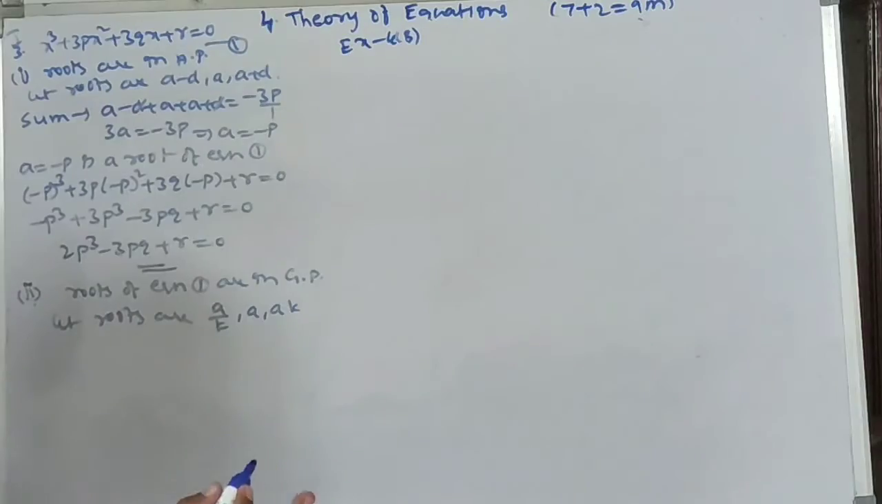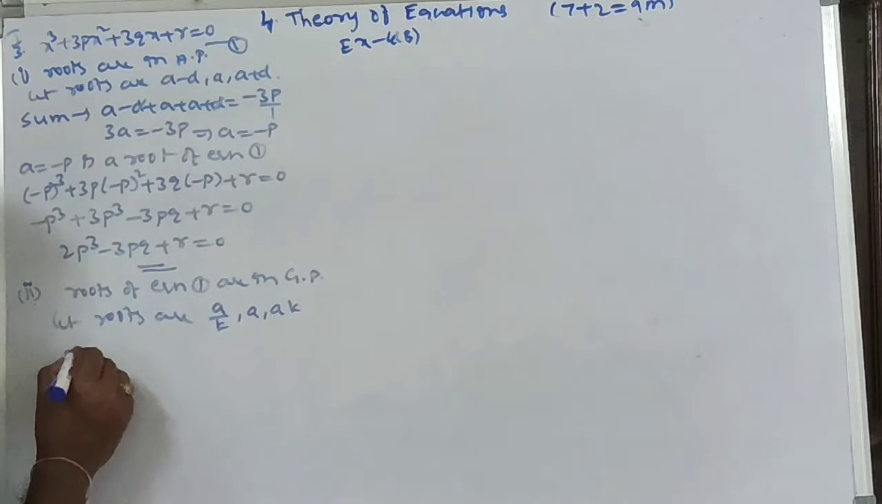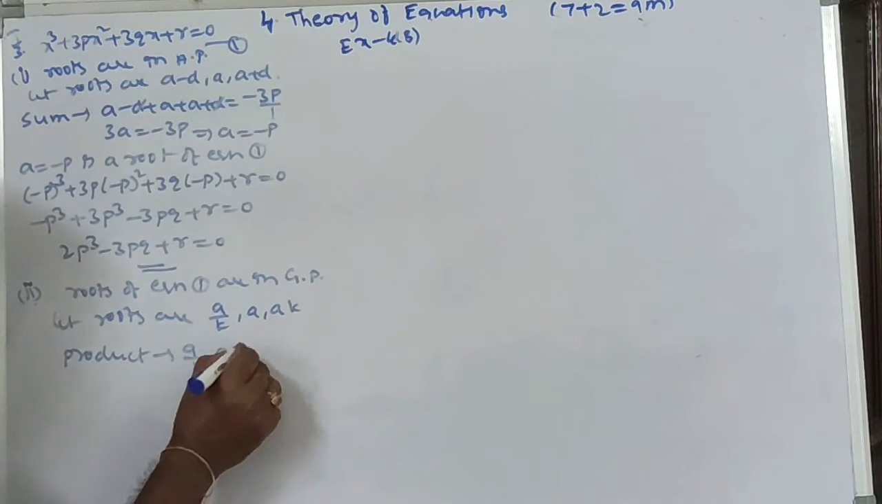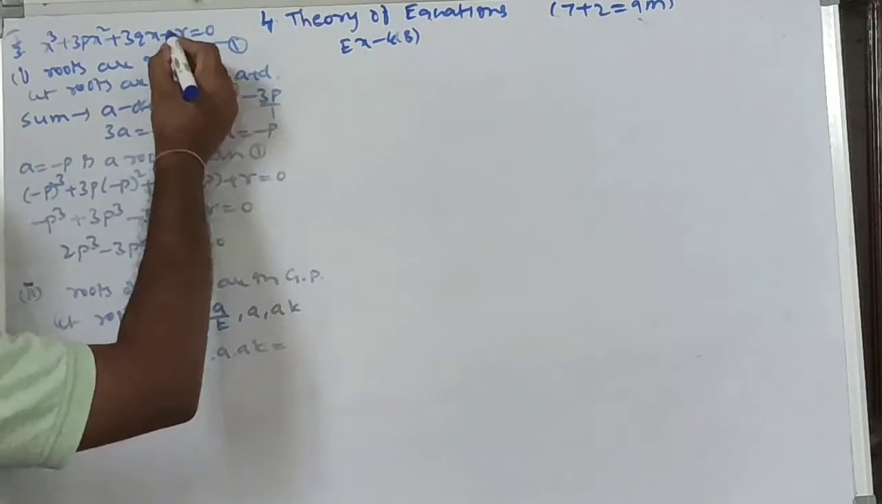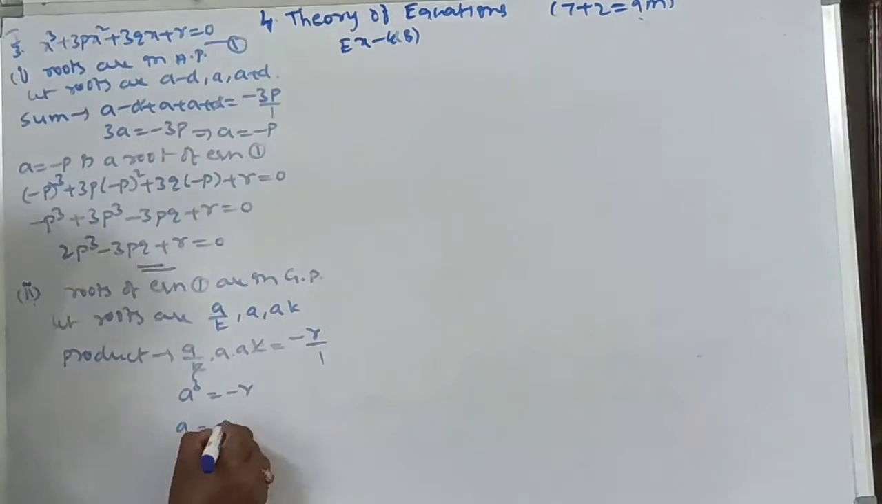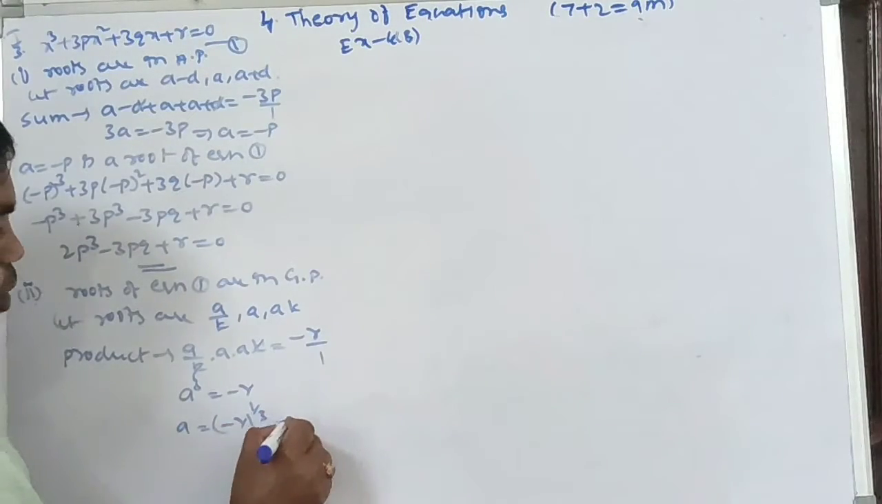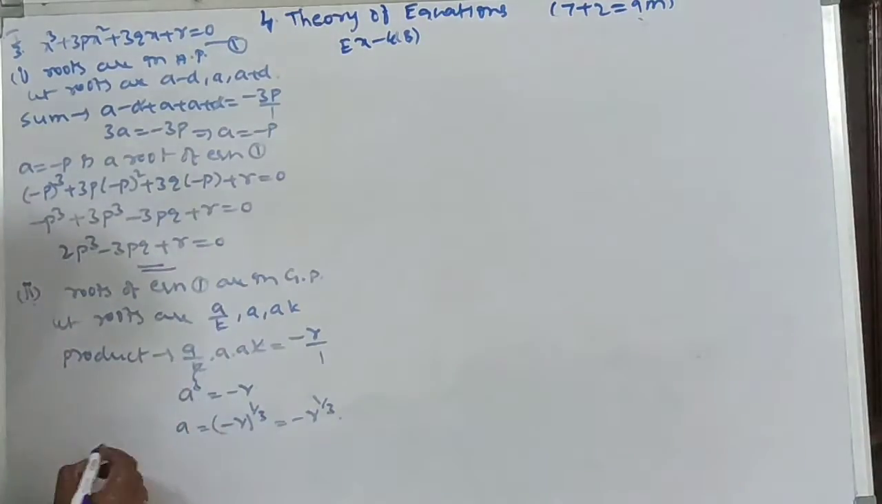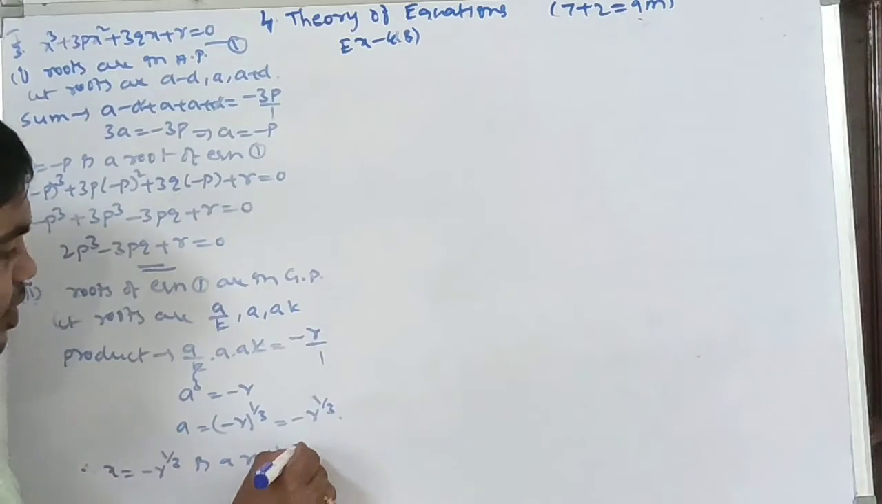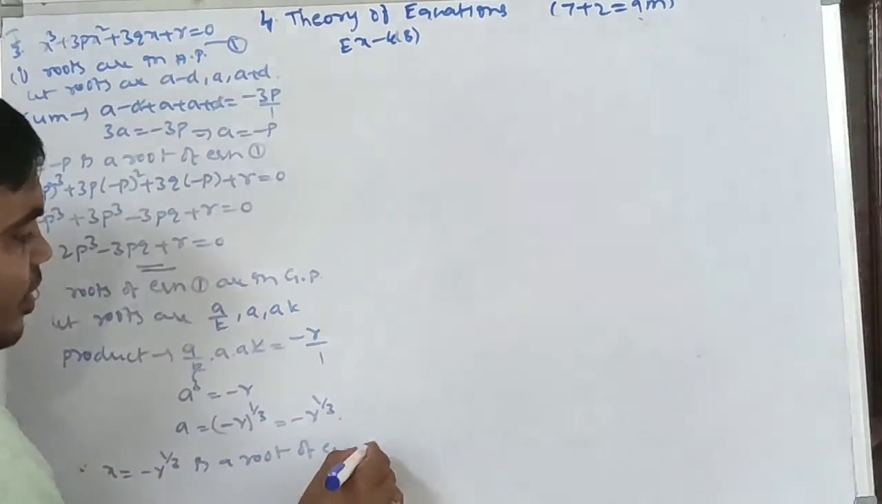Whenever we are taking GP, we should take the product. Product equal to a by k into a into a k equal to minus of minus r by 1. K cancels. A cube equal to minus r. A equal to minus r power 1 by 3, equal to minus of r power 1 by 3. Therefore, x equal to, or a equal to, minus r power 1 by 3 is a root of equation 1.